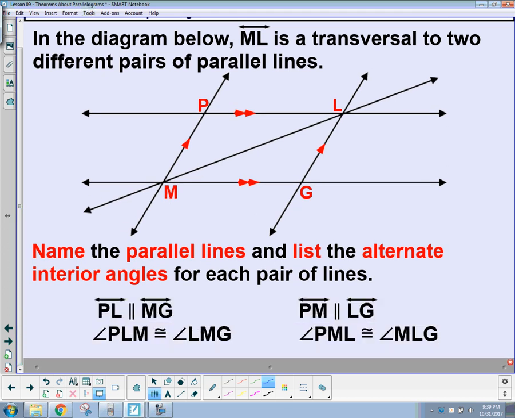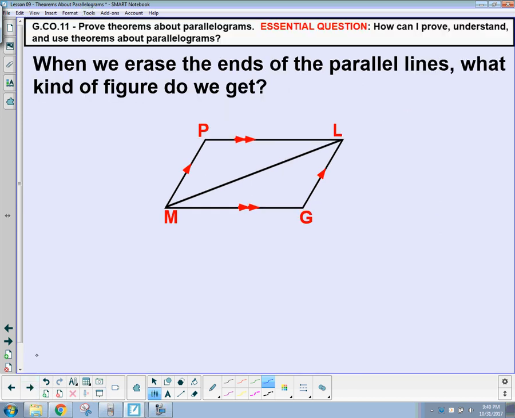PL is parallel to MG, PM is parallel to LG, and angle PLM is congruent to LMG, and angle PML is congruent to MLG. Okay. Now I just pretty much cut all that extra stuff off, and as you can see, we see a parallelogram. Okay?